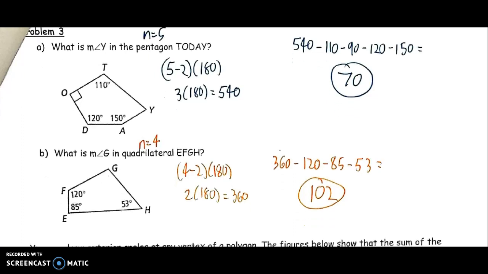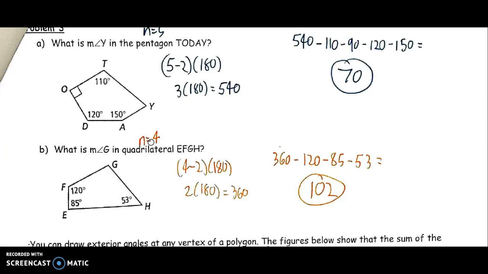Same work if we're doing a quadrilateral. Only thing that's different is now I'm going to have a different sum for my angles. If I take 4 minus 2, multiply that times 180, you might remember from our first chart that we had 360 degrees every time we're making a quadrilateral.